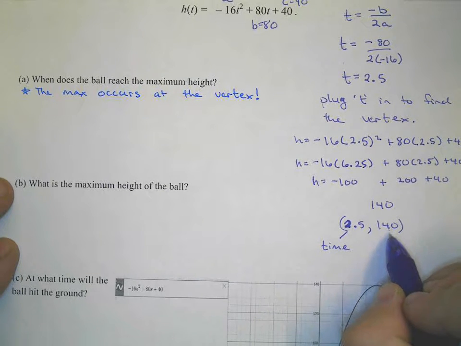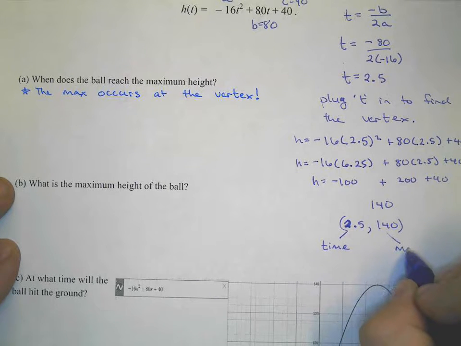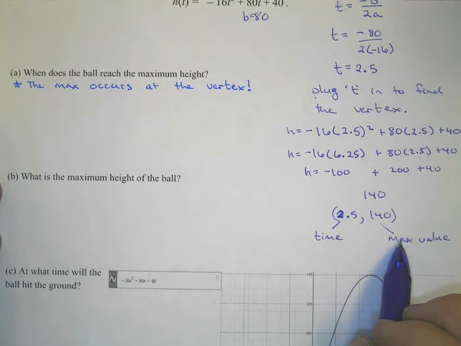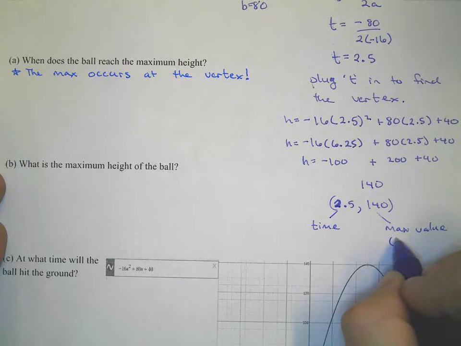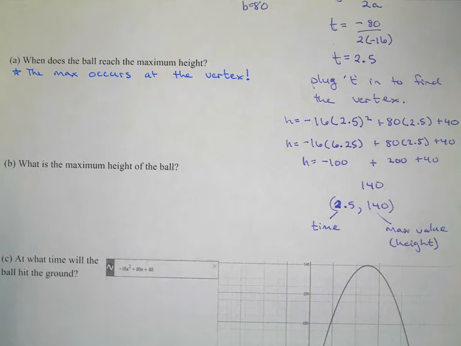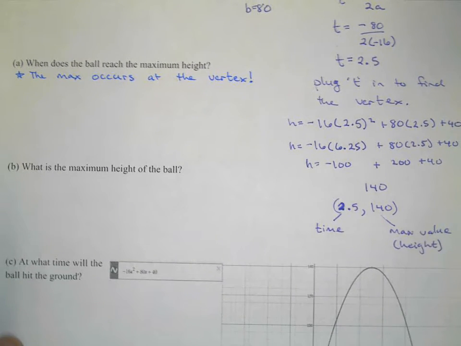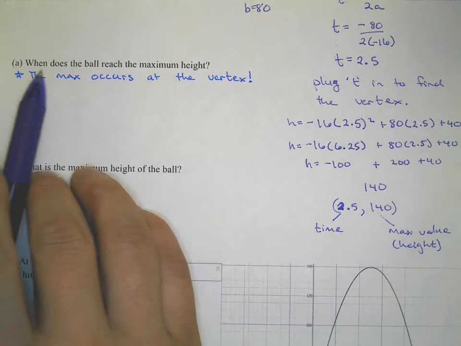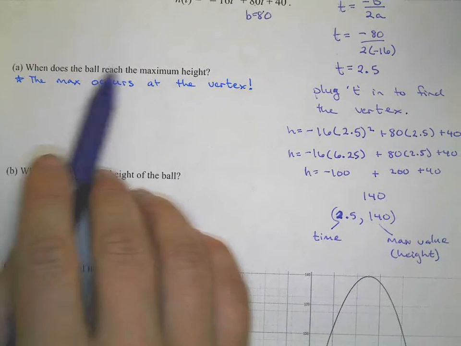And the 140 will represent that maximum value. And that maximum value, for this problem, is the height. But it could change for any kind of problem. So we just have to make sure we answer the question in context. So this question is asking, when does the ball reach the maximum height?